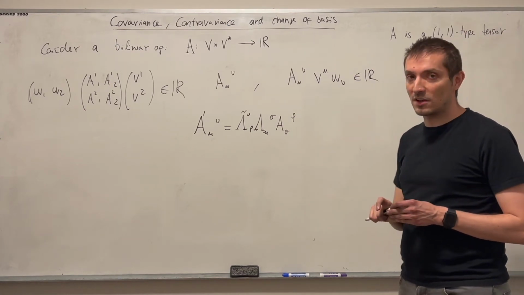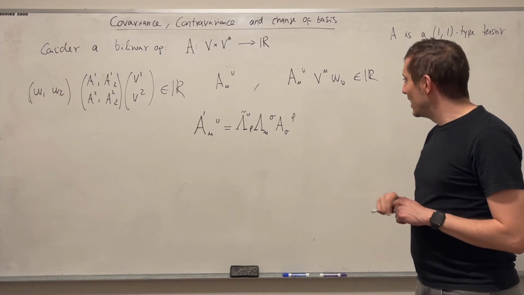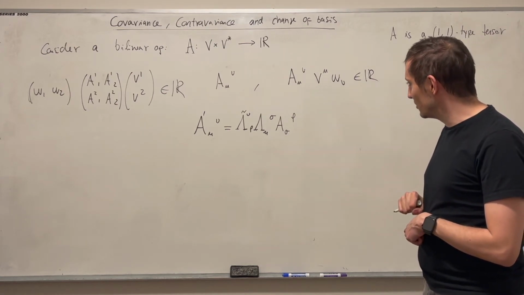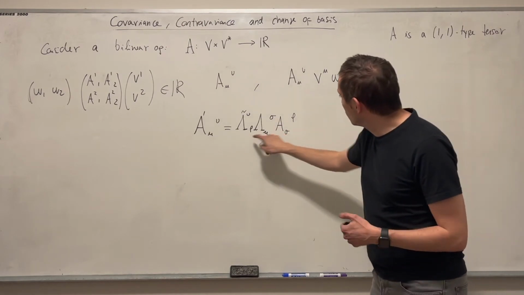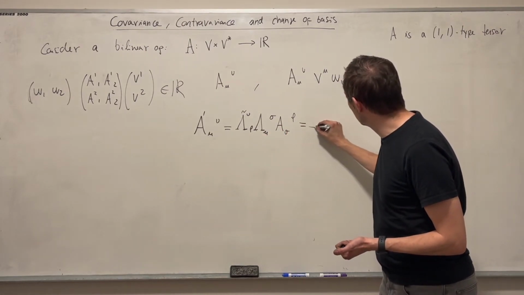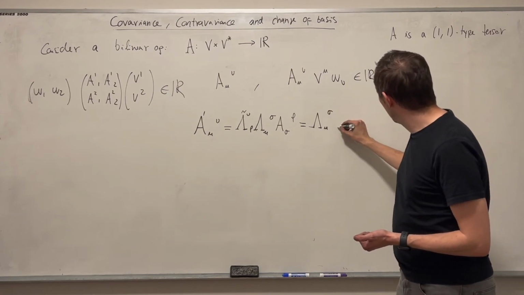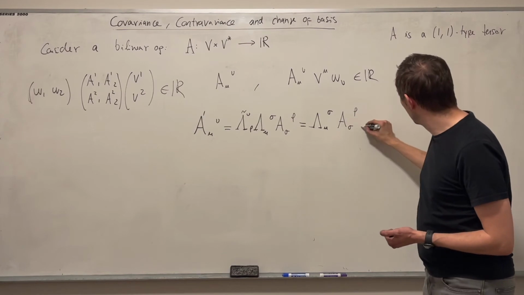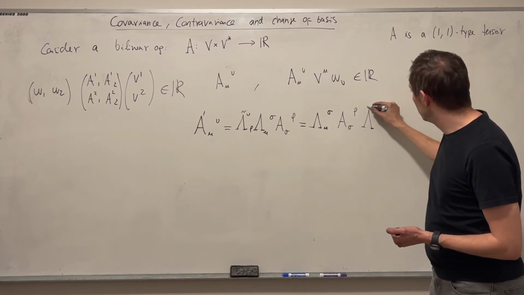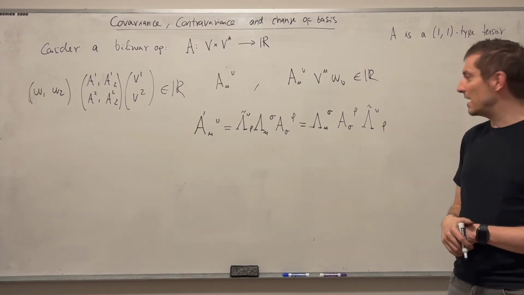Once with lambda tilde. Now, interestingly, you've seen that in linear algebra. Let's try to write this as a matrix product, shall we? What kind of matrix product is this? Well, I can reorder this. This is the same as writing lambda mu sigma A sigma rho lambda tilde nu rho, right?